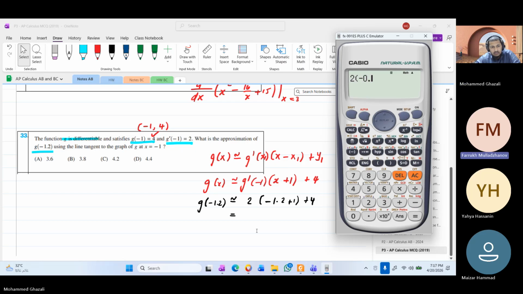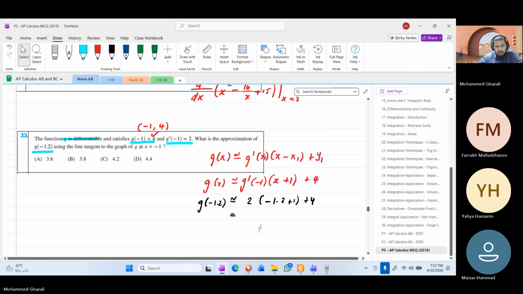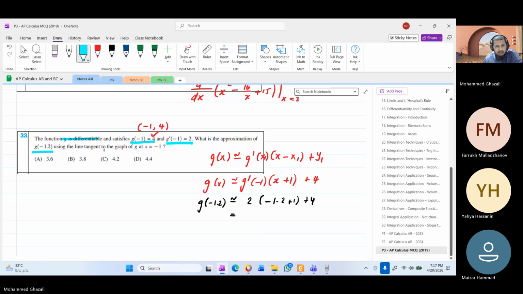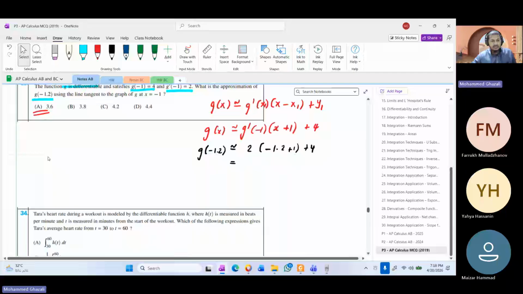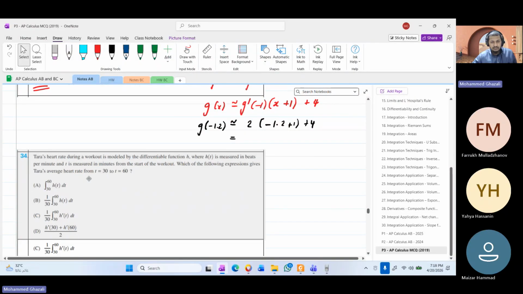4.2. 4.2 will be... Okay, 4.2. Isn't it? I got 3.6. Yeah, this is negative, huh? Yeah, it should be 3.6 then. Sorry, my bad. Yeah, that should be 3.6. We're not adding that. Remember, this part will be negative. Very good. Good, guys. All right, let's move on to the next one.